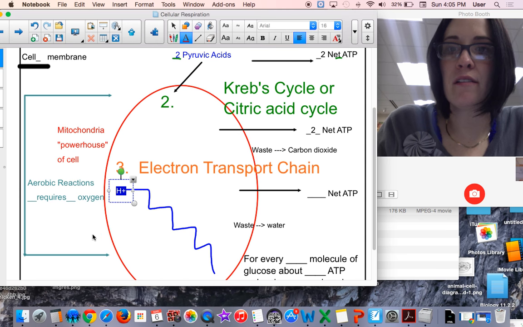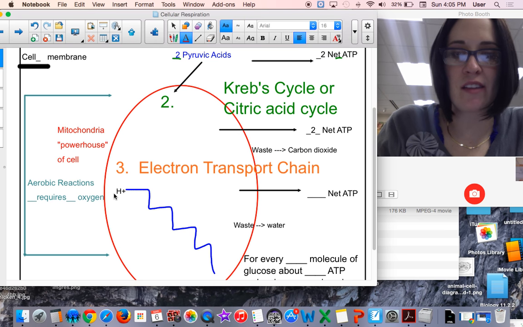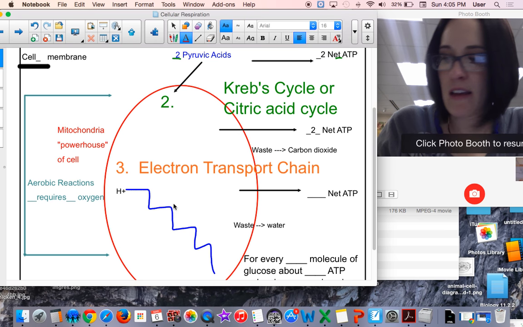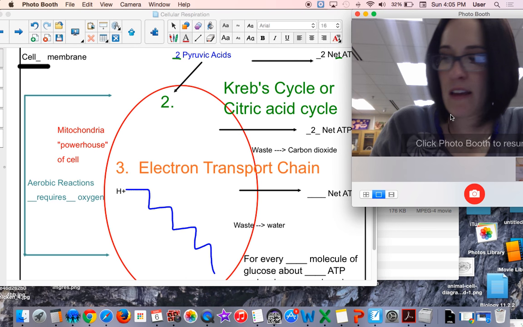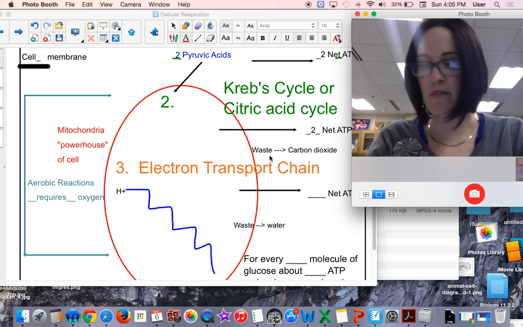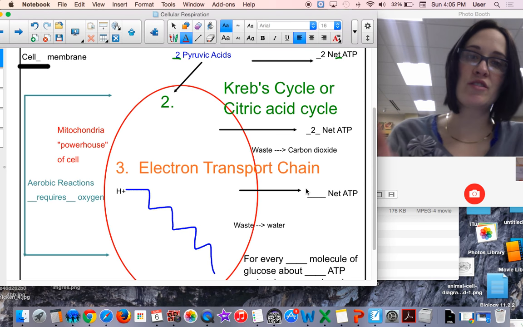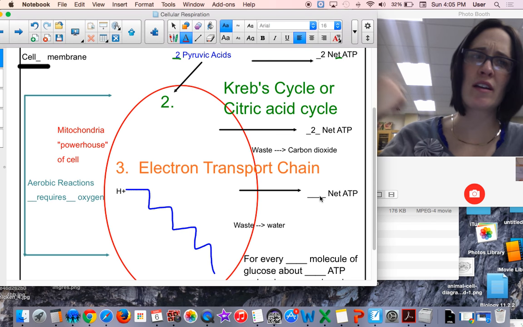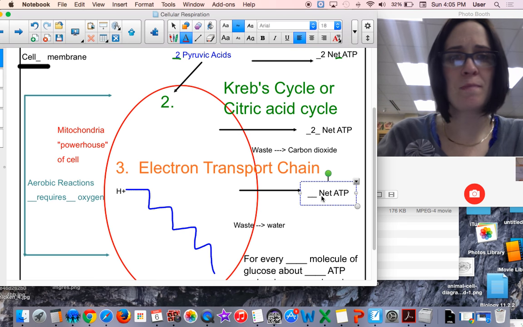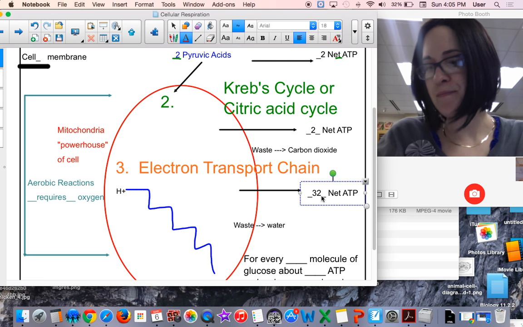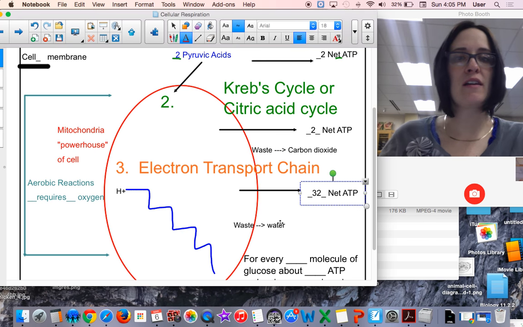What will happen is hydrogen ions, which are essentially electrons, get transported down this chain, passed along, and ADP, adenosine diphosphate, is converted to ATP. The electron transport chain cranks out a bunch of ATP molecules, 32 in fact, including water.